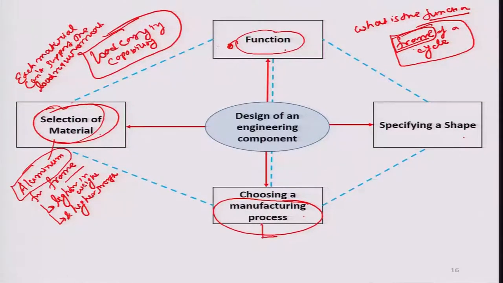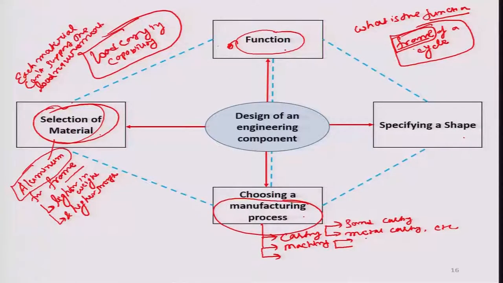manufacturing process? There are many manufacturing processes. Suppose that casting, and a sub classification of casting is sand casting, metal casting, etcetera. Again, another process is machining. Machining is done by turning operation. Another operation you can say milling, and joining, for example, welding.